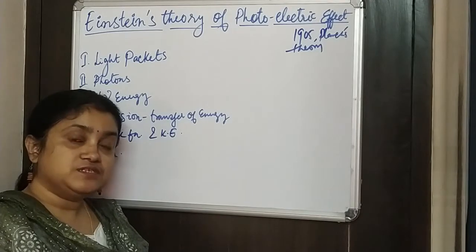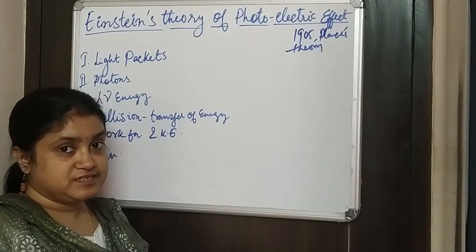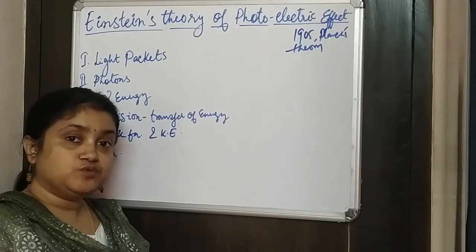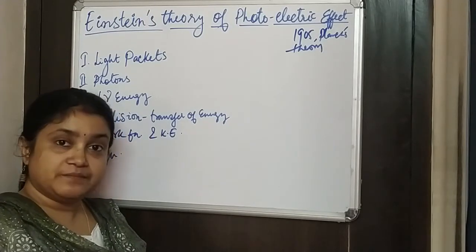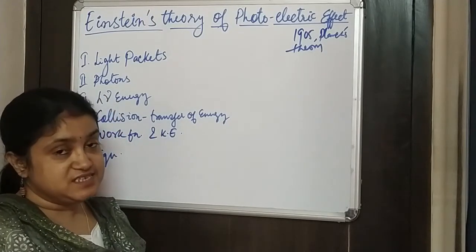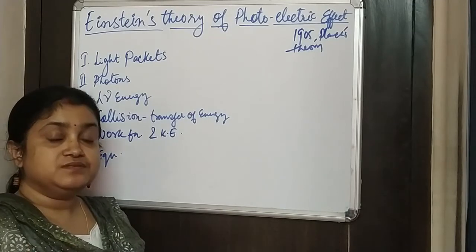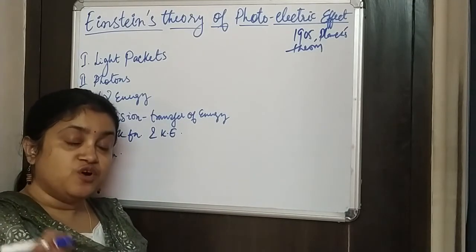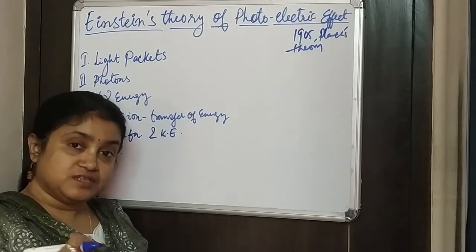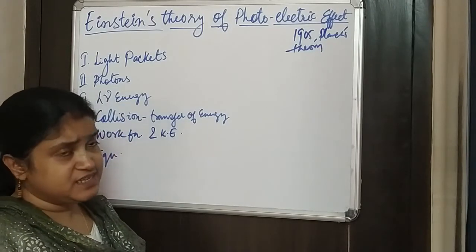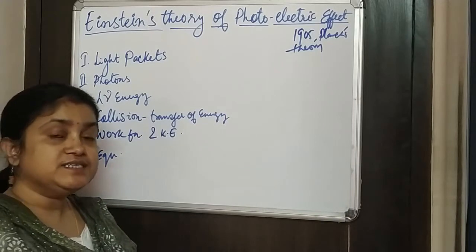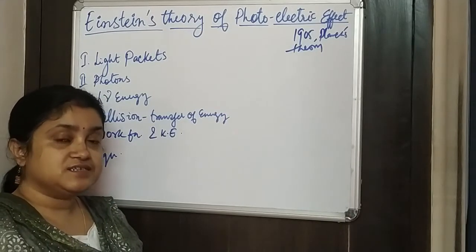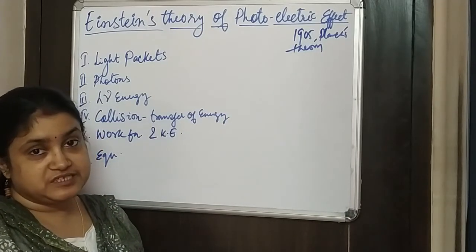And the photoelectrons are the reason for this photoelectricity. Why do we call it photoelectron emission? Because this electron emission happens due to the falling of light. So let's see what theory of photoelectricity Einstein has given us.